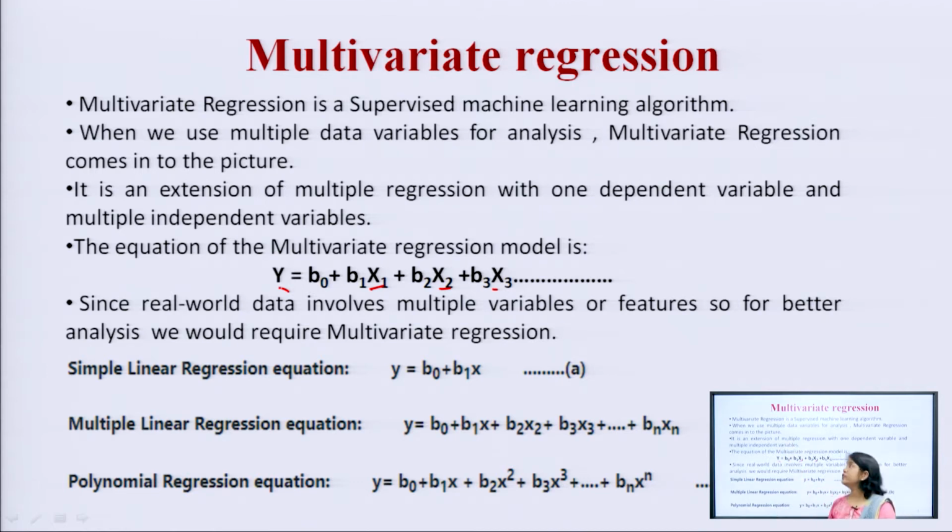So, what is multivariate regression? Basically it is also supervised learning, because it will be supervised by somebody. When we use multiple data variables for analysis, multivariate regression comes into the picture. It is an extension of multiple regression, with one dependent variable and multiple independent variables. On the basis of these independent variables you will take the decision and give the output, that means the y will be shown. Since real world data involves multiple variables or features, for better analysis we would require multivariate regression.